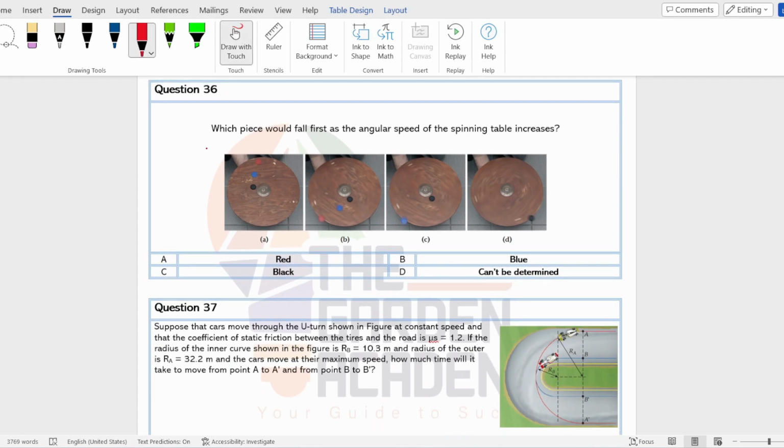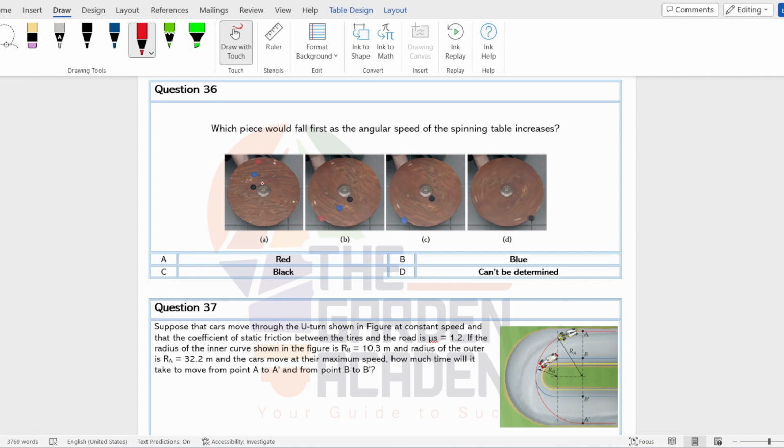Here, it says: which piece would fall first as the angular speed of the spinning table increases? As the angular speed of the spinning table increases, that means the further the part from the center of rotation, the more friction we need to keep this particle from skidding away from the disk. So the furthest the part is, the more friction force we need to keep it in its place. At a certain point, the static friction has a certain value.